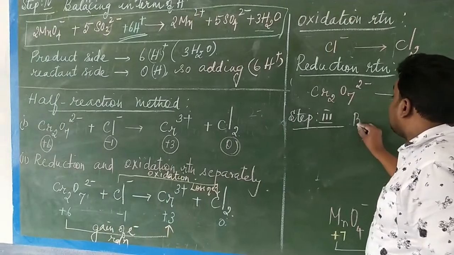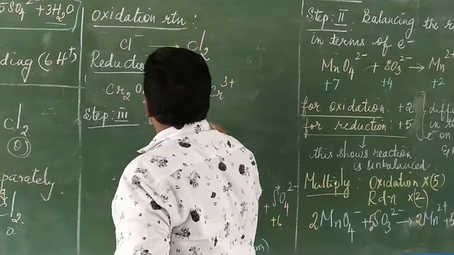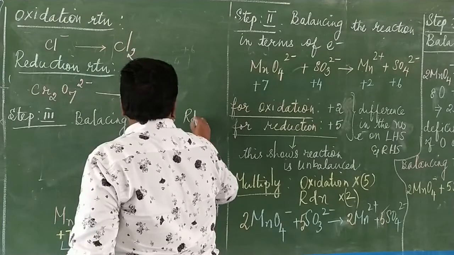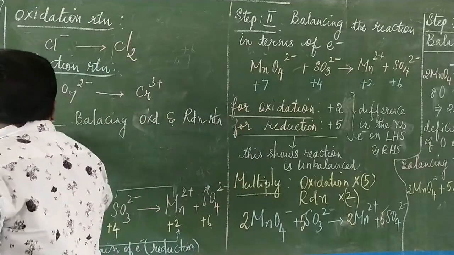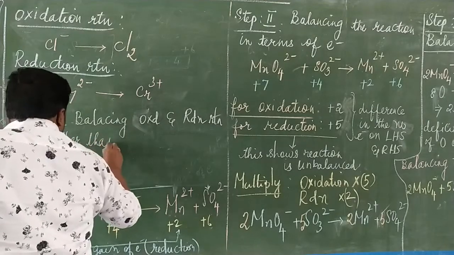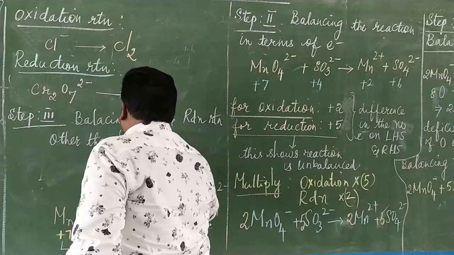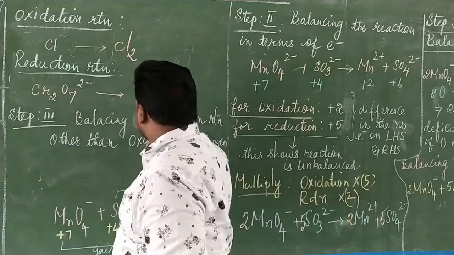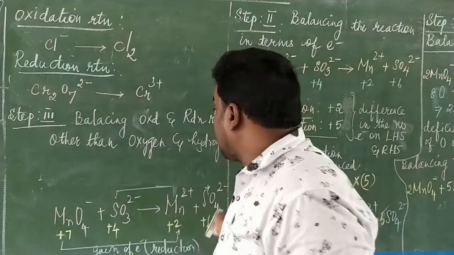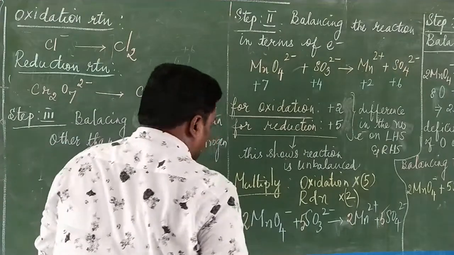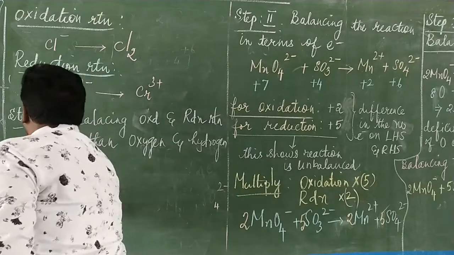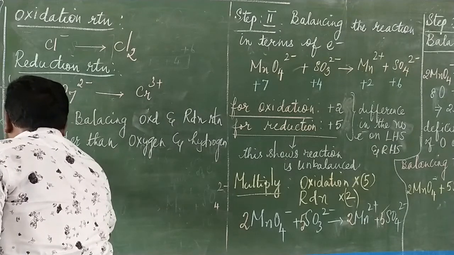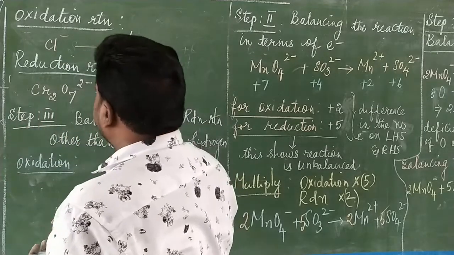Step 3: balancing the oxidation and reduction reactions other than oxygen and hydrogen. So we should not consider the oxygen and hydrogen values now. Rather, we have to balance the equation considering only the atoms other than oxygen and hydrogen. So when we balance the equation, what will happen? For the reduction and for the oxidation, we will see. First, for the oxidation.